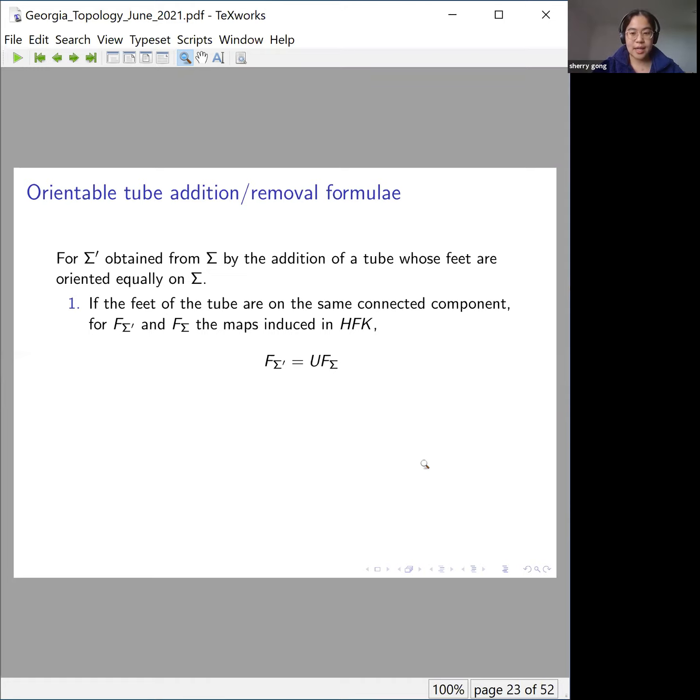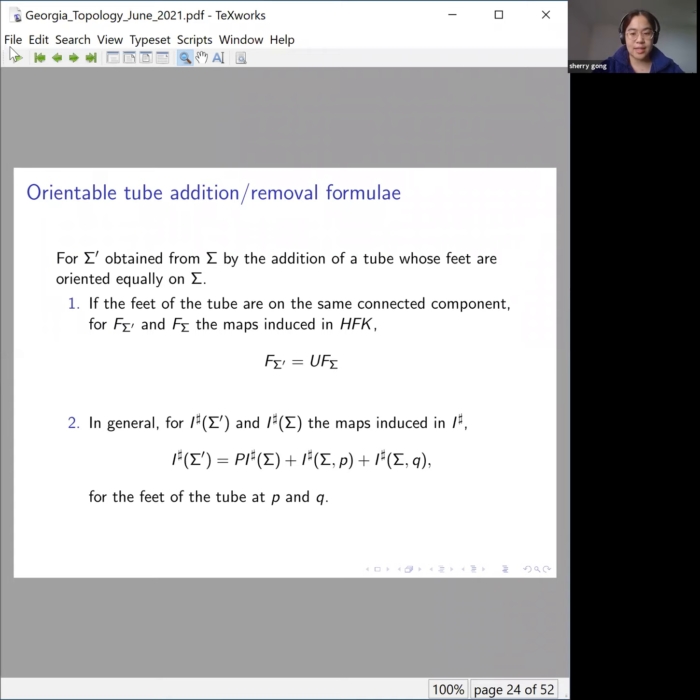And then in the instanton case, there's a general formula where sigma prime is the same as sigma except with an additional tube, and here we're taking the tube to have feet at points p and q. In the instanton situation, there's a little bit more going on. You don't just get maps from cobordisms, you can also induce maps from dotted cobordisms, meaning cobordisms with a few extra marked points that are given an orientation.